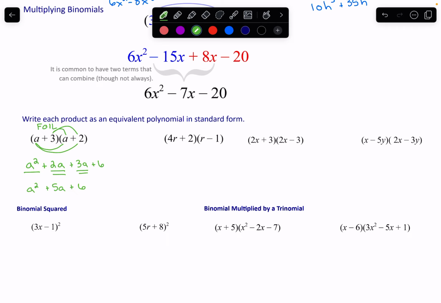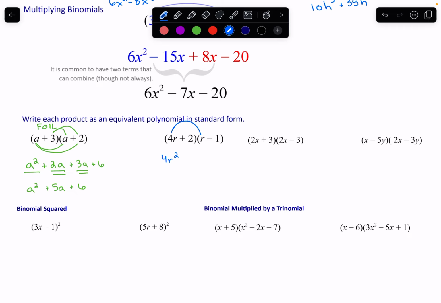Okay, let's try the next one. 4r plus 2 times r minus 1. I take the first number in the first parenthesis and times it by the first number in the second parenthesis. So 4r squared.